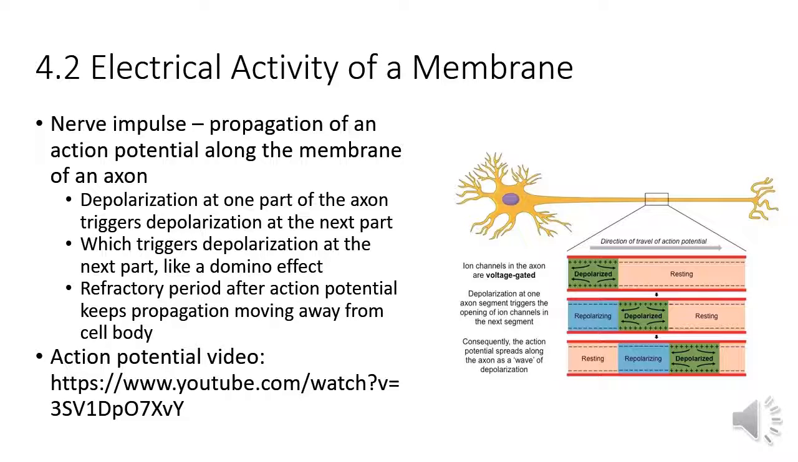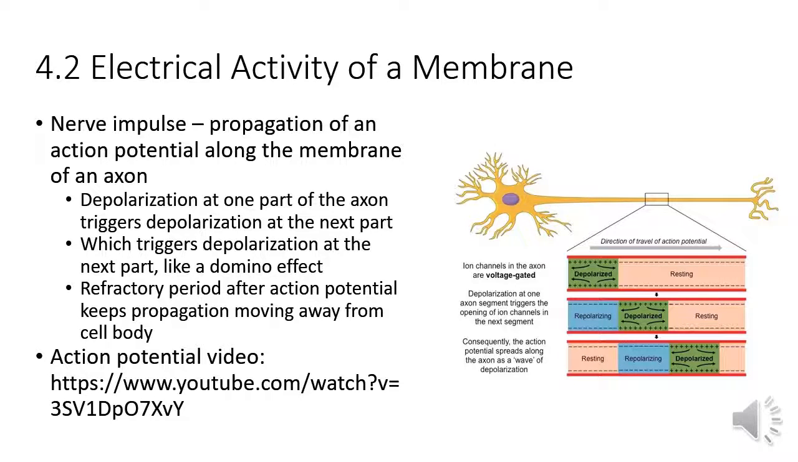So a nerve impulse is the propagation of an action potential along the axon membrane. The way that a message is sent down the axon is one action potential after another is triggered. Depolarization at one part of the axon triggers depolarization at the next part of the axon, so that this action potential moves down toward the axon terminal.